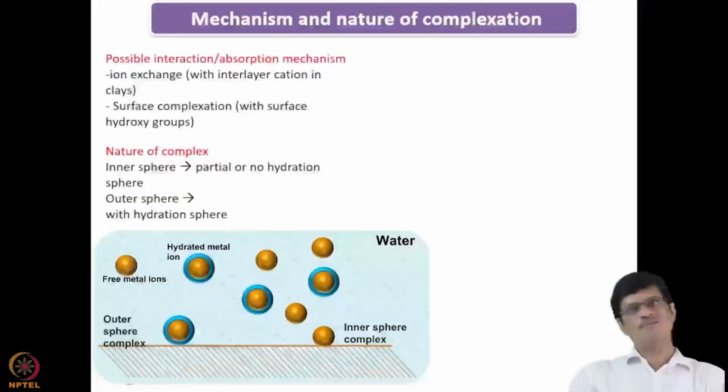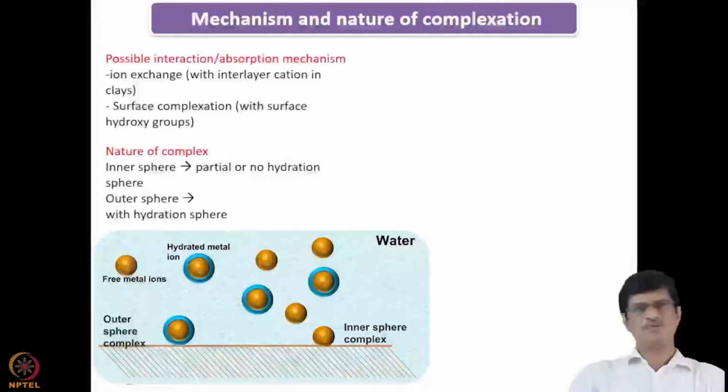Now, the mechanism and the nature of the complex formation. As I have already mentioned, there are two types of interactions. One is ion exchange, where the interlayer cations in the clays are replaced by the cations, the actinides. There can also be surface complexation with the surface hydroxyl groups, in which case the actinide binds with the hydroxyl groups present at the mineral surface. And the nature of the complex can be either inner sphere or outer sphere.